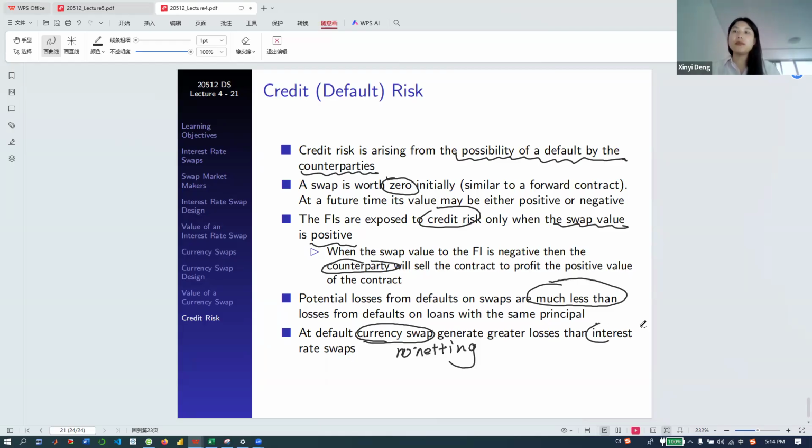Because of that netting feature, interest rate swaps are going to have less default risk than currency swaps, because for interest rate swaps, the maximum loss is just going to be the net interest payments, while for currency swaps, it's going to generate greater losses because there's the full amount of interest payment involved, and also the principal amount involved. Yeah, that's all the content for this lecture.